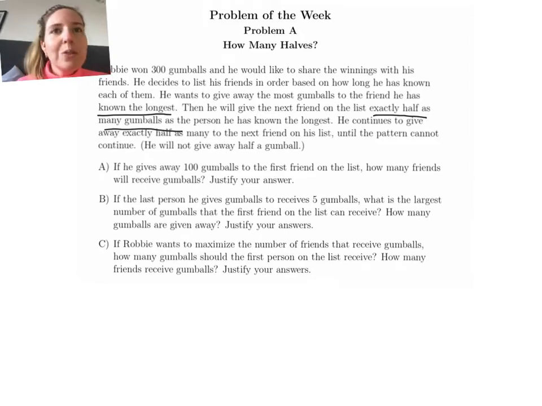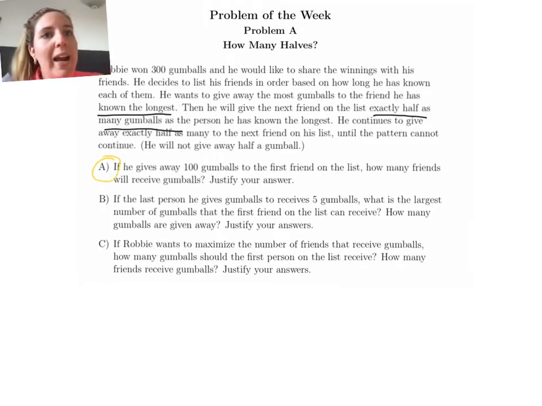Okay, so he starts off with 300 and then he's going to give away some gumballs to his friends, whoever he's known the longest. We don't know the friends' names or anything, but there is a number pattern here that we'll be able to work out. I'm looking at question A, or part A. If he gives away 100 gumballs to the first friend on the list, how many friends will receive gumballs?